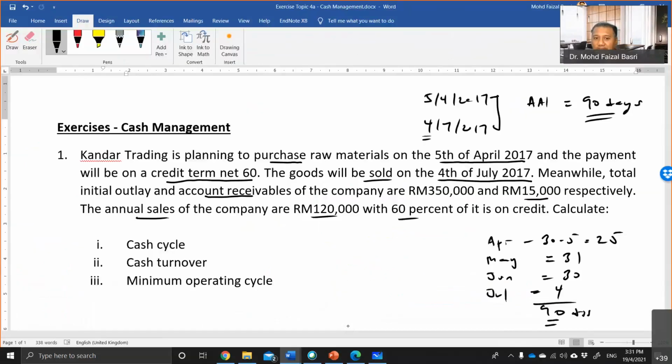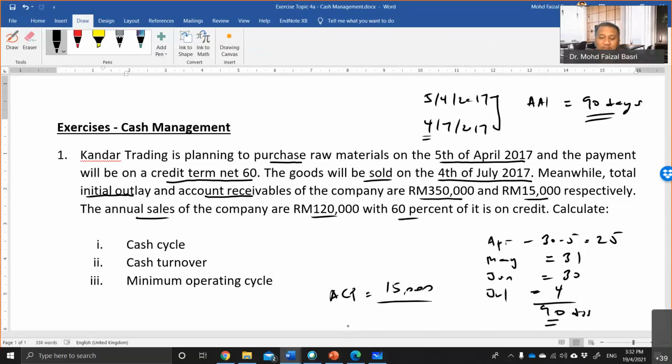And this information can be found here. We have receivable of 15,000 and we have sales and also the credit portion of it here. So in conclusion, for this question, the ACP can be found using formula. Okay, the receivables of the company is 15,000. The 350 is not receivable, it's the initial outlay, which I will explain later. But the account receivable is 15,000.